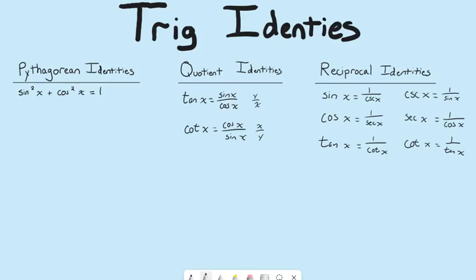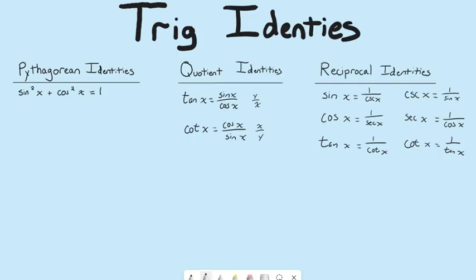So over the last week, we have stumbled upon three types of trig identities. We have the Pythagorean identity, we have quotient identities, and we have reciprocal identities. The Pythagorean identity is something that we learned last lesson. That's when we learned that sine squared of x plus cosine squared of x equals 1 is basically a cousin of the Pythagorean theorem.